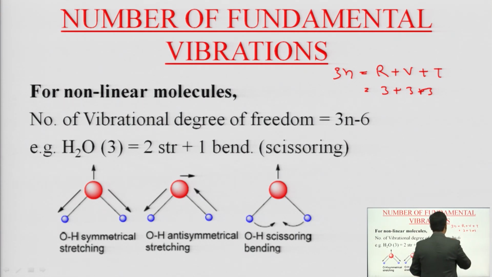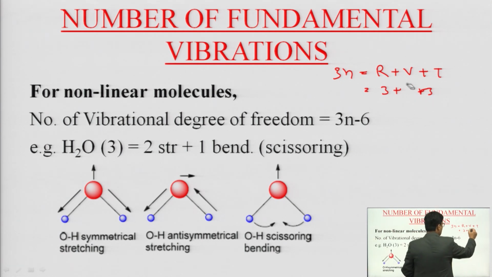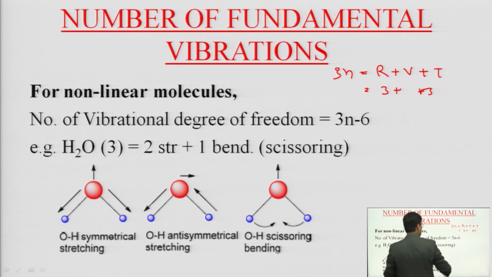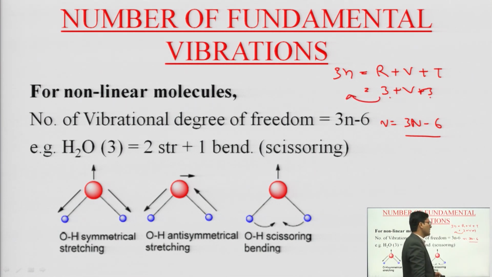So, suppose we are going to calculate the vibrational degree of freedom. This vibrational degree of freedom can be calculated by 3n minus 6. So, this 6 will come to this side and it will get the minus sign. Here n is the number of atoms in any molecule.